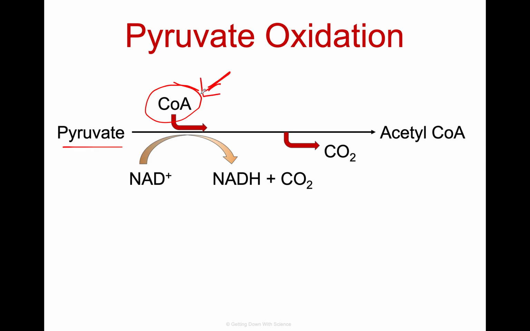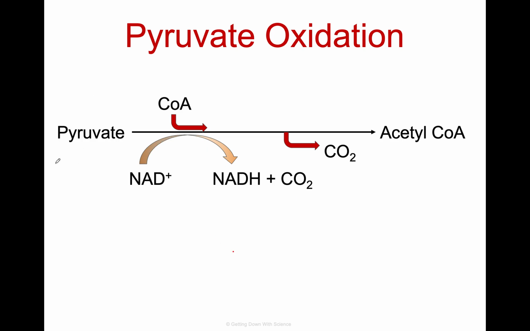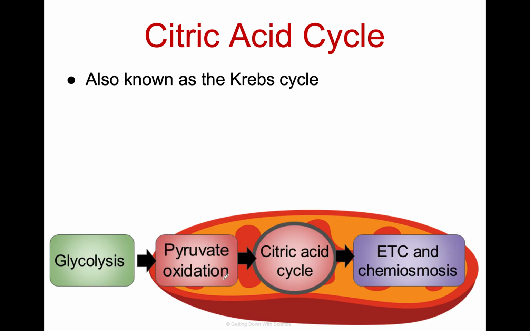Oh, I'm sorry, CoA is over here. Acetyl-CoA is our product. So start over. Pyruvate is our input. NAD plus is over here. This gets reduced, plus CO2. CO2 is our product. Acetyl-CoA is also our product. So this is your big picture overview. Remember, this pyruvate comes from the glycolysis process. Citric acid cycle is also part of this too.